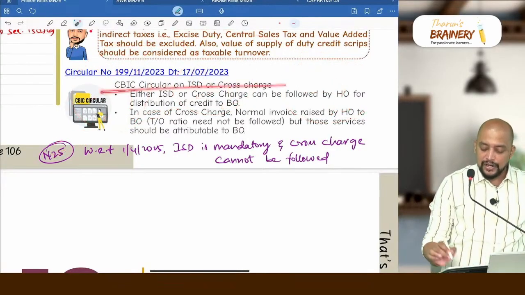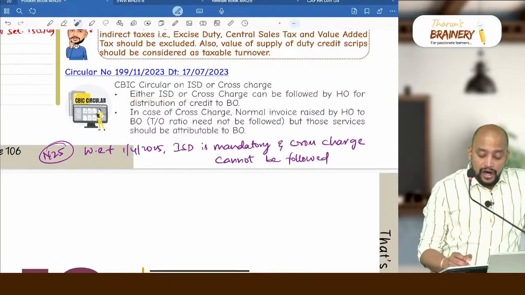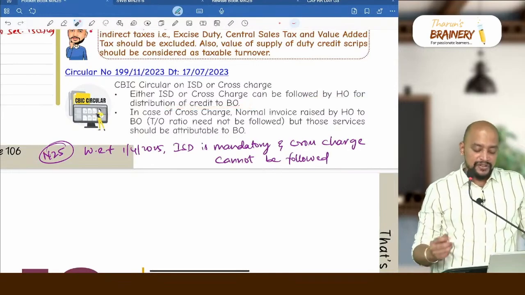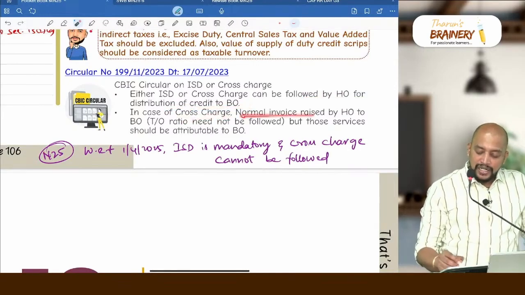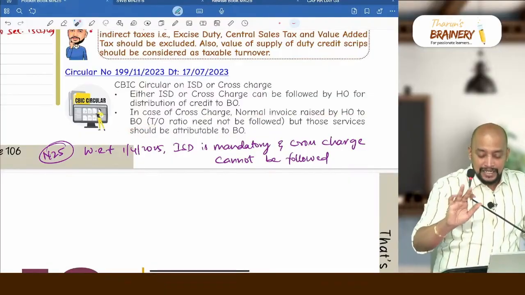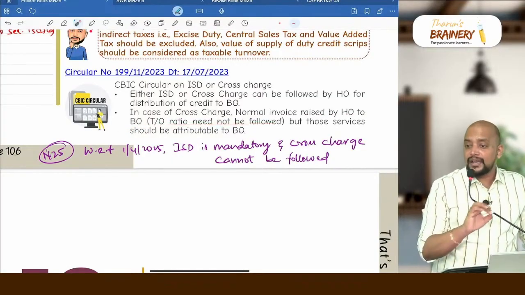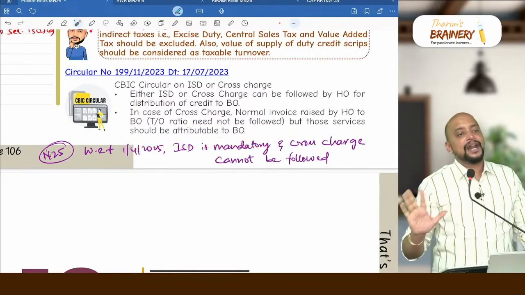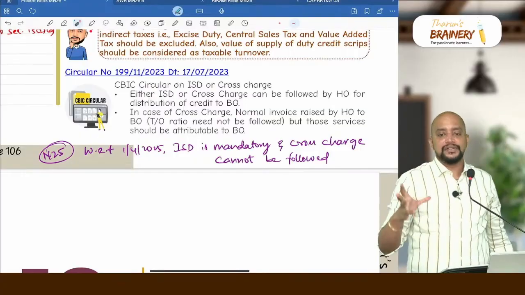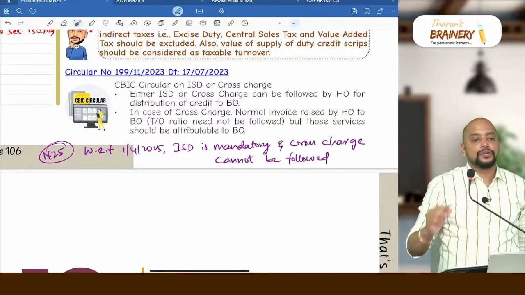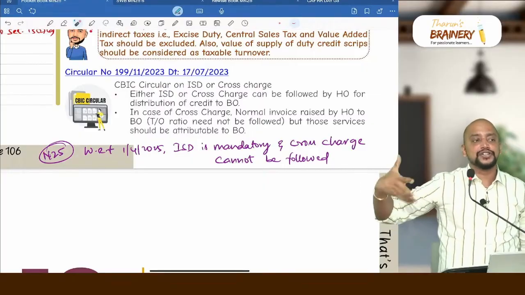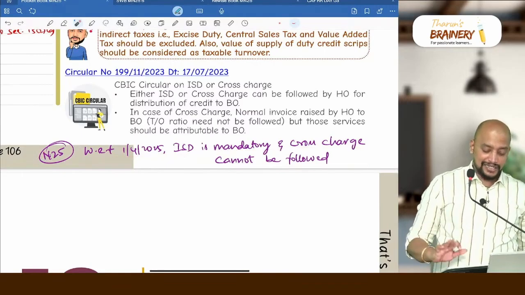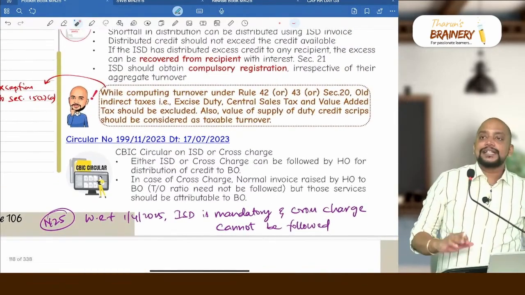So the CBIC circular on ISD cross charge says either ISD or cross charge can be followed by head office for distribution of credit to branch office. In case of cross charge, a normal invoice is raised by head office to branch office, and turnover ratio need not be followed. But the very important point is that these services should be attributable to the branch office. It should be common services, not attributable to one division only. Those common services can be distributed by way of cross charge. And with effect from 1/4/2025, ISD is mandatory and cross charge cannot be followed. With this we completed input tax credit.